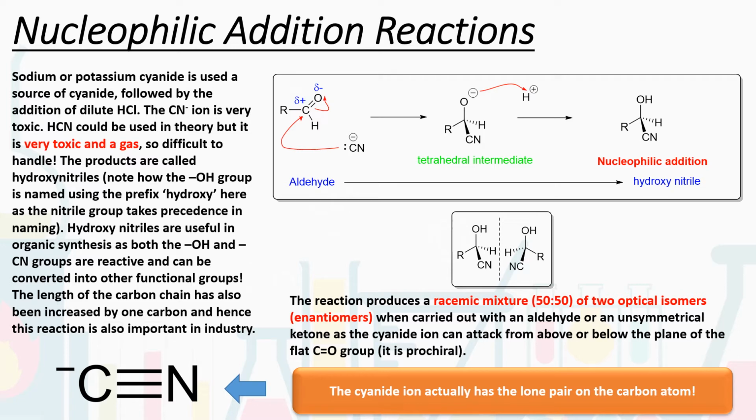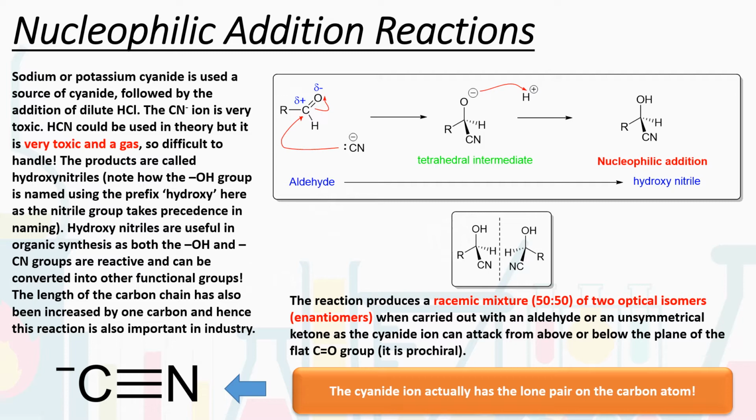Remember that the HCl is just there to essentially give us a proton in order to turn our tetrahedral intermediate into our stable product. Now we could use HCN, hydrogen cyanide, in theory, but it's a very, very toxic reagent and it's also a gas, so it's much more difficult to handle than a solution of sodium or potassium cyanide.